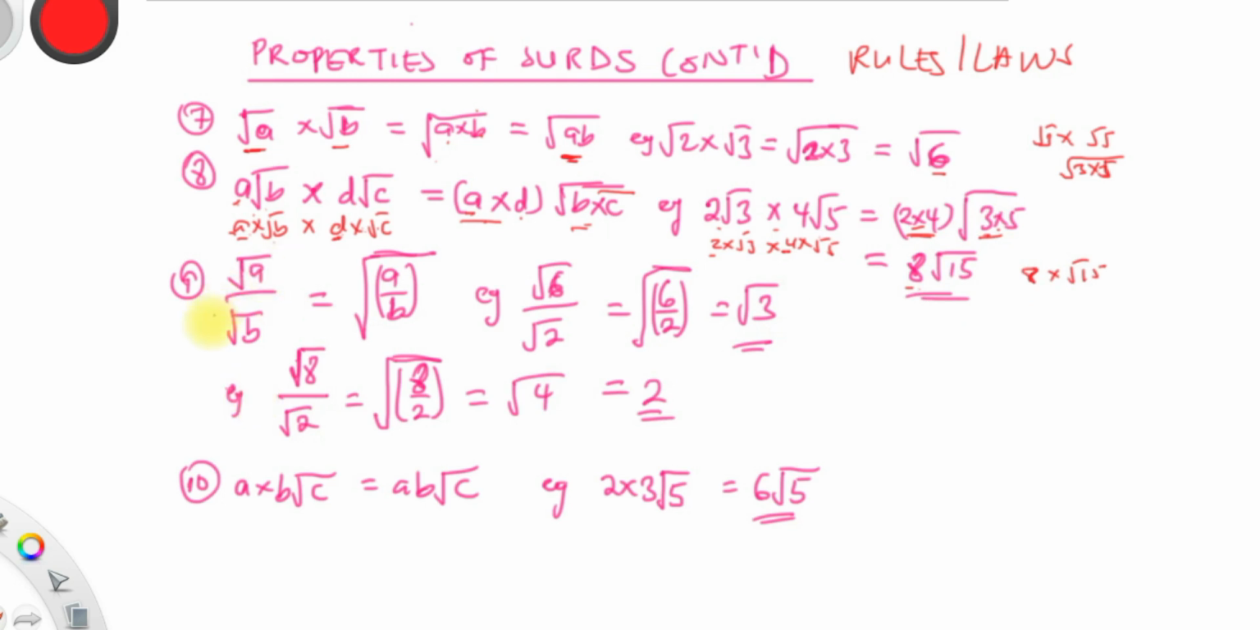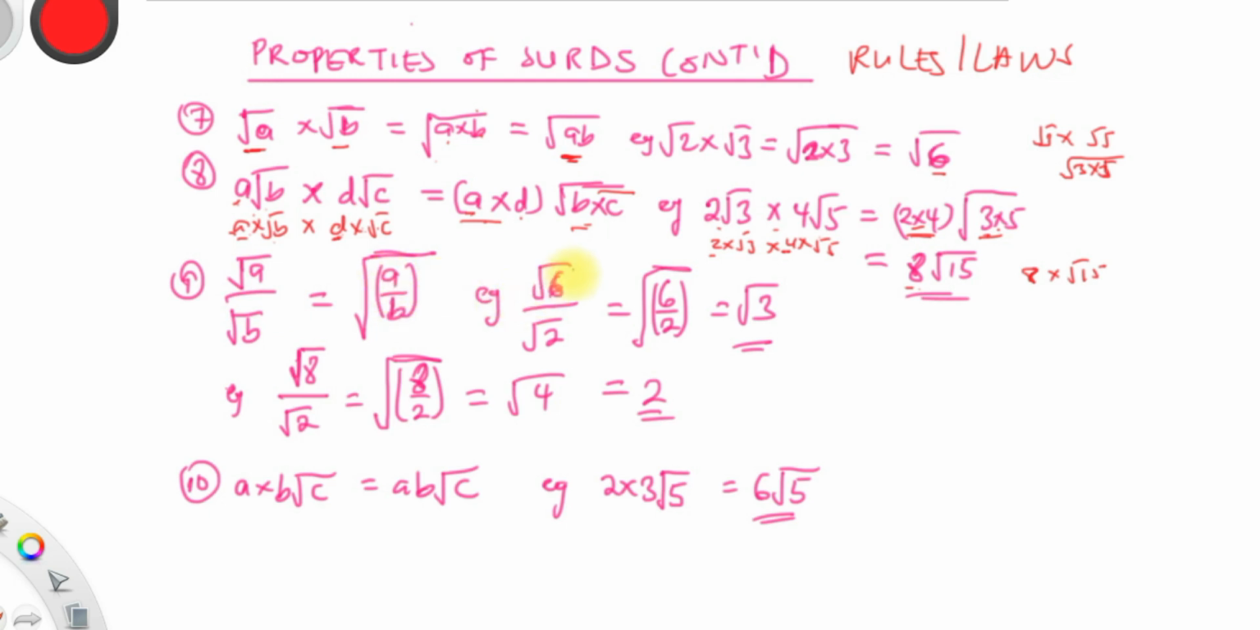So rule, or property, or law number 9. Properties of surds, laws of surds, rules of surds, number 9. So we are saying that rule number 9, or property number 9, or law number 9: if you have square root of a all over square root of b, this is similar to the second property. We are going back, vice versa. So we say that we can put them under one square root sign.